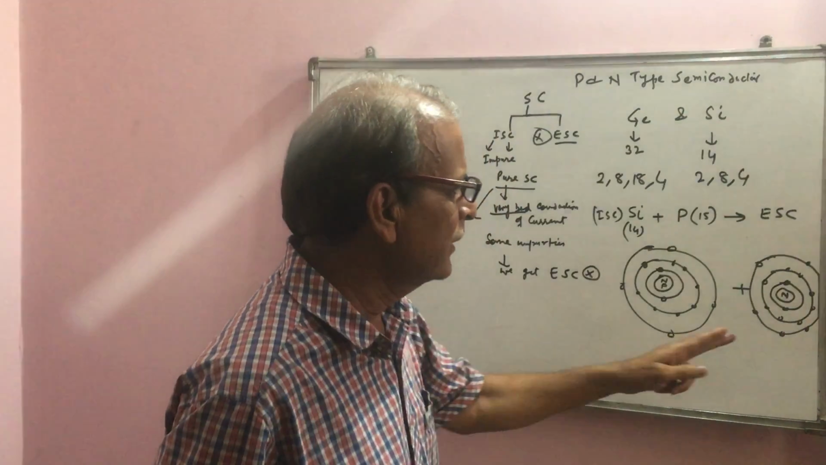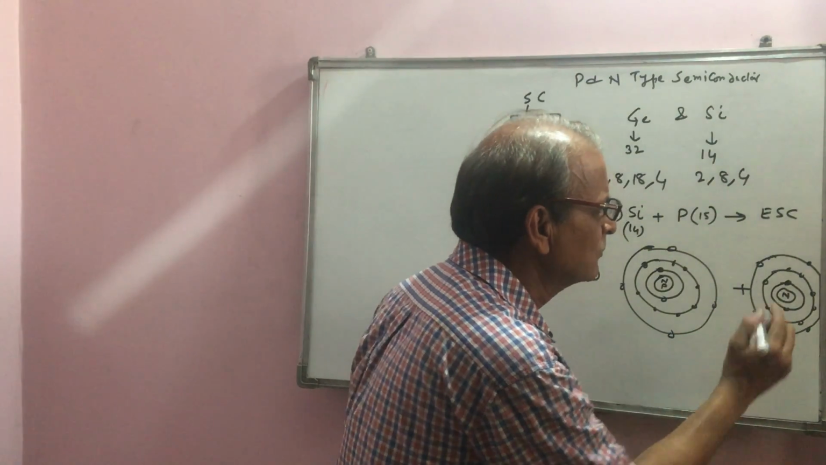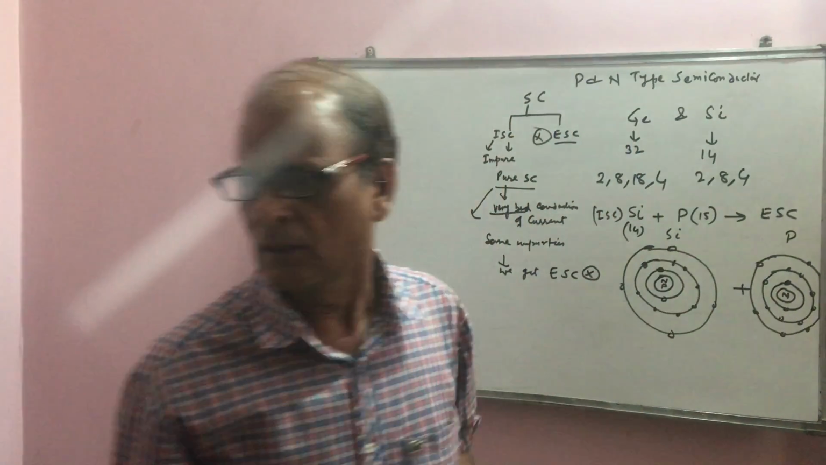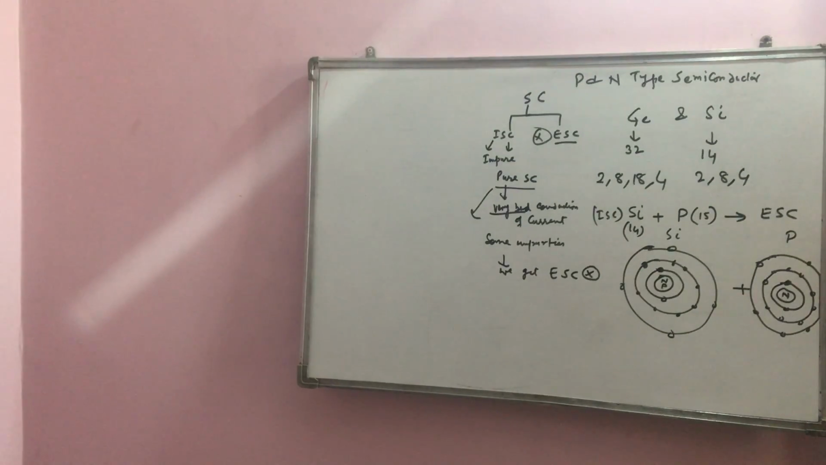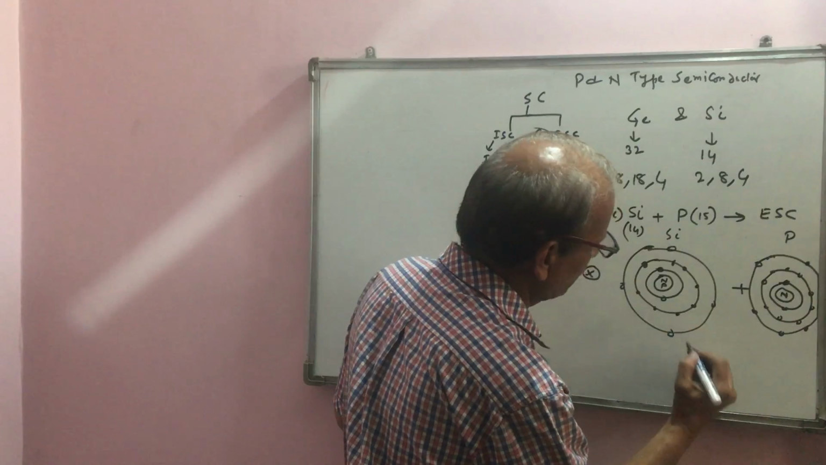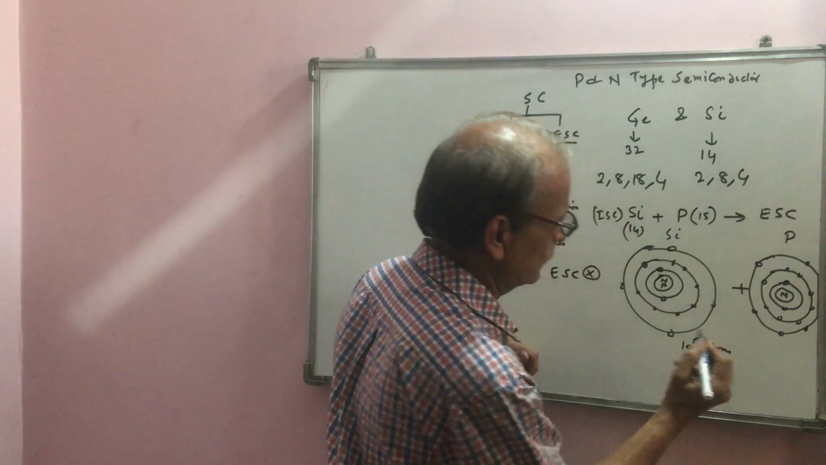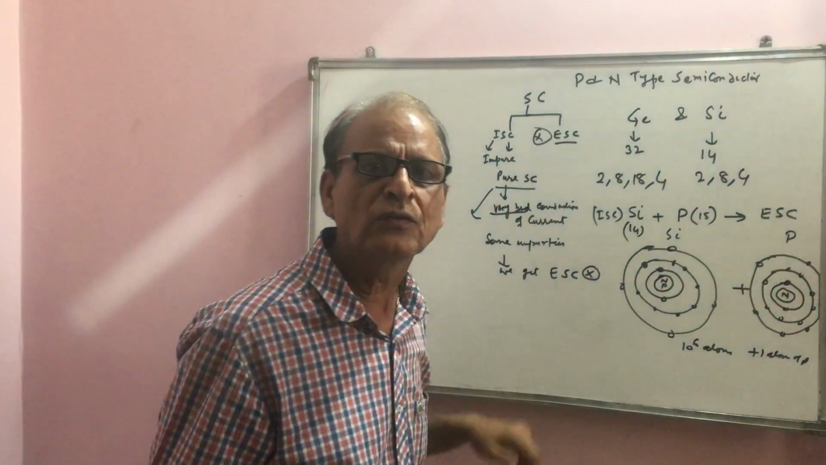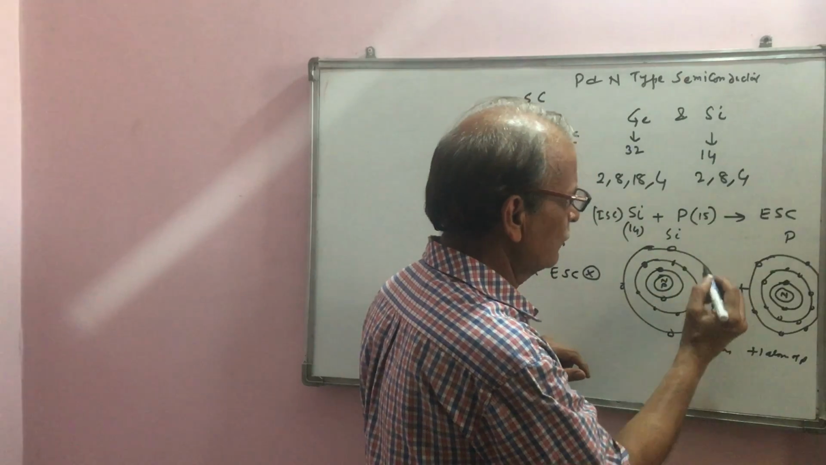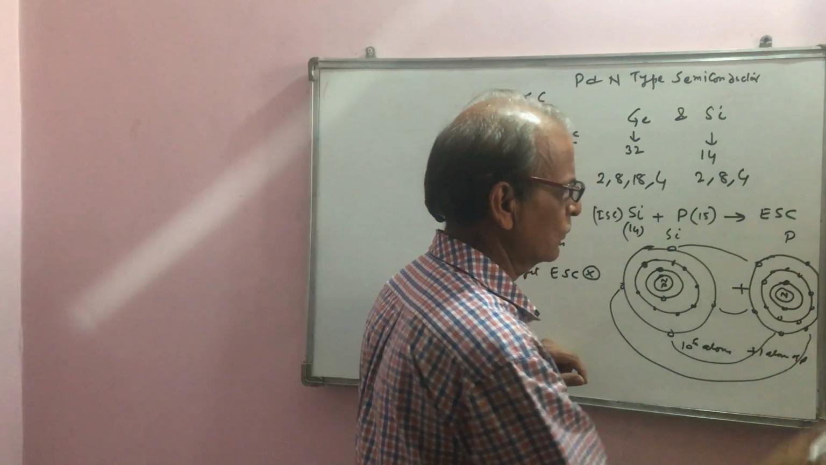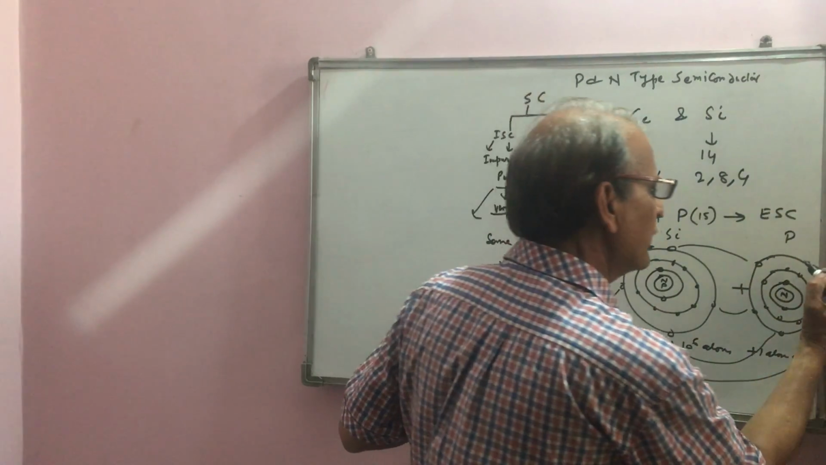So when we add impurity, this impurity of phosphorus is very small. If we have 10 raised to power 6 atoms of silicon, we add 1 atom of phosphorus. So what will happen here? 4 electrons will form covalent bonds with the 4 electrons of phosphorus, and we get 1 free electron.